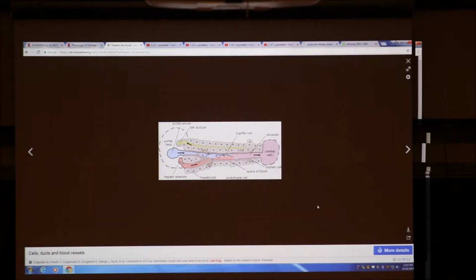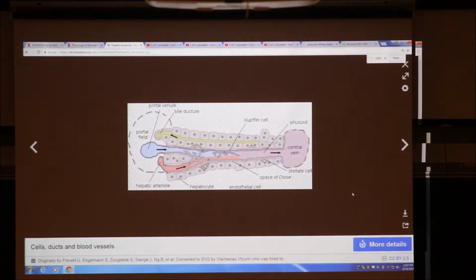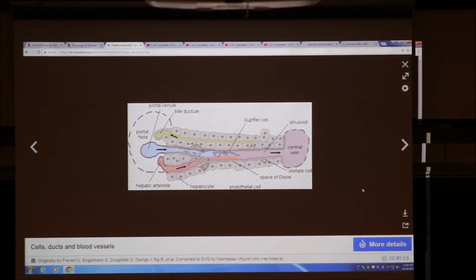This is a great diagram. This shows you basically how the liver works. So, what's the functional unit of the liver? Lobule. And this is really a lobule. It's not quite. The lobule goes all the way around. This is one part of it, but then it's just repeated.